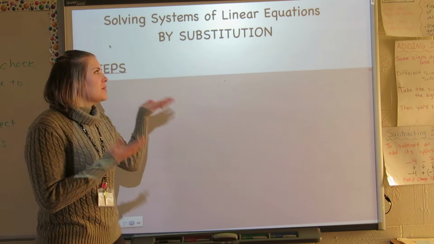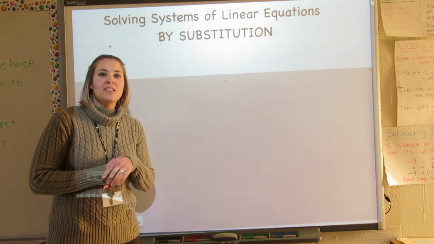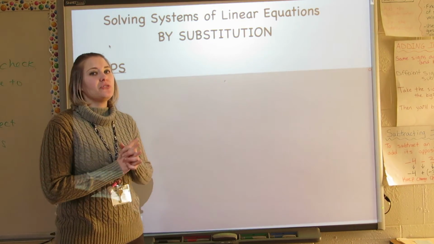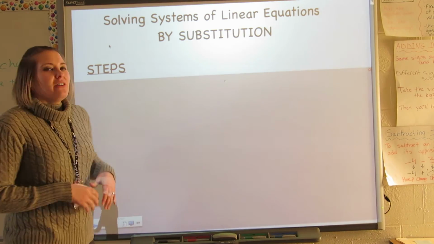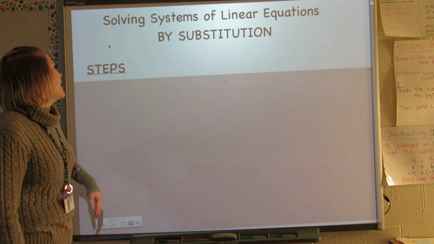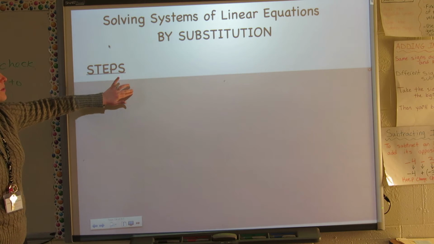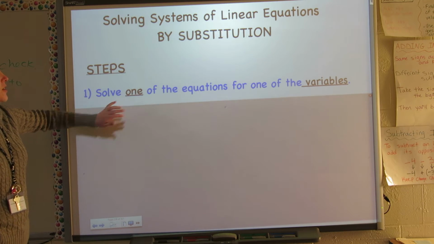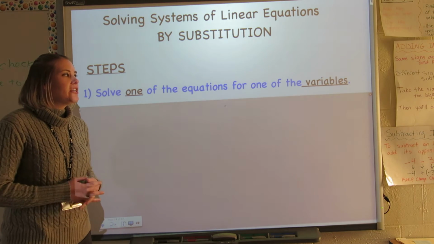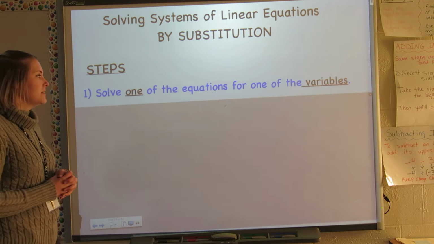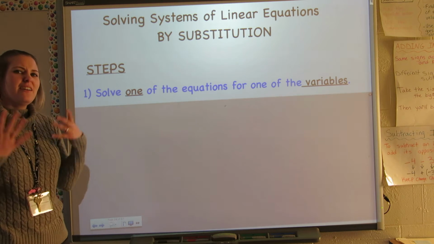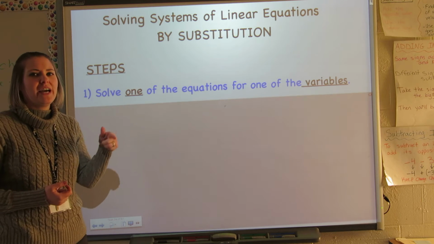Everyone. So I'm going to show you how to solve systems of equations by substitution. So here we go. If you're following along with the notes, you can copy these down. So step number 1, you're going to solve one of the equations for one of the variables. Right now the steps may not make sense till we actually look at examples.